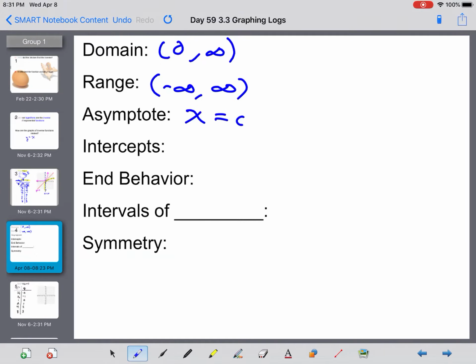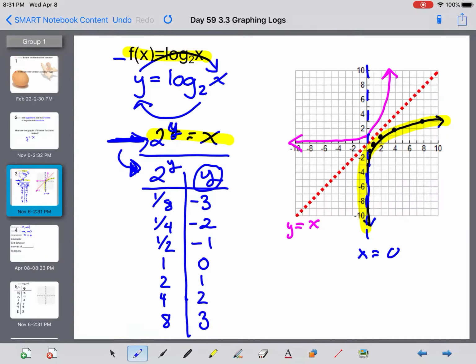So notice that's relating back to my domain value because that's what I have to be careful with. I can't take the log of 0 and I can't take the log of a negative number. So at x equals 0 is where I get that asymptotic behavior. Where do I have intercepts? Well, since x will never equal 0, I'm not going to have a y-intercept, and you can then look in the table and see where your x-intercept is going to be.